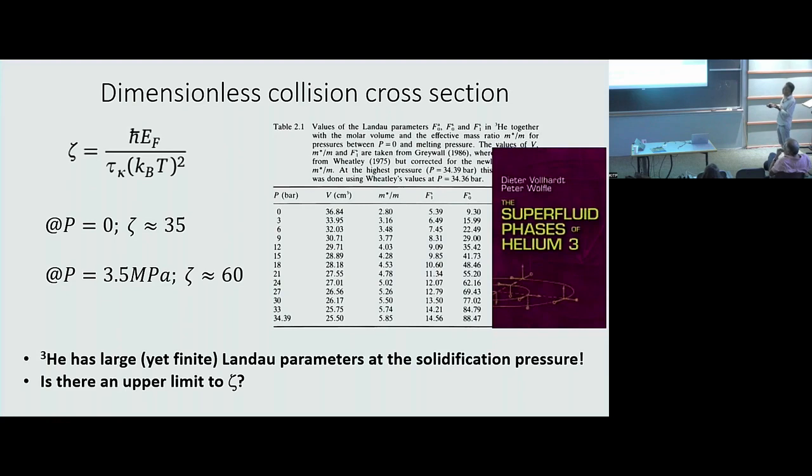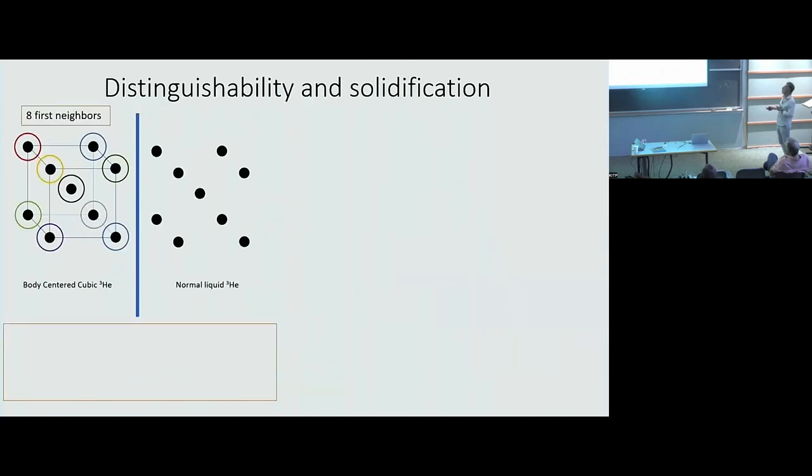Now the question is, you see, the reason we have such a large value, zeta is 60, is because F1 and F0 blew up to 15 and almost 90 in this case. And then suddenly the system becomes a solid. Here is where I'm going to just make a kind of speculation.